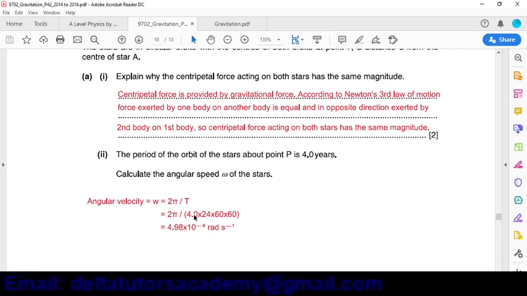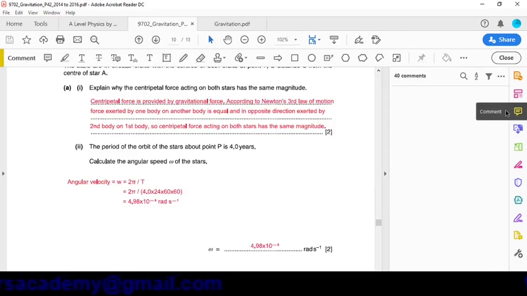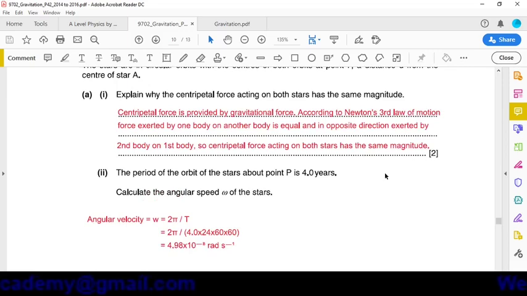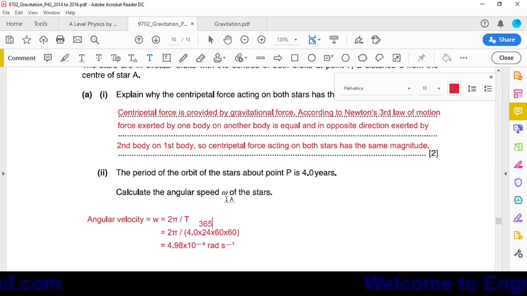Here is a small mistake. We have to convert this year into seconds. To convert years into seconds, first we have to multiply this 4 by 365 days, because in 1 year there are 365 days. So we will multiply 4 by 365.